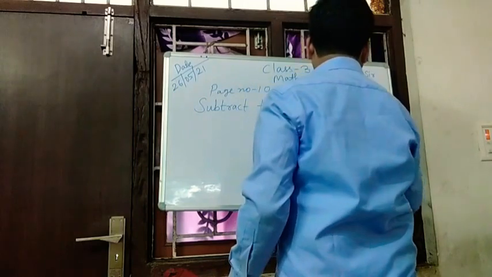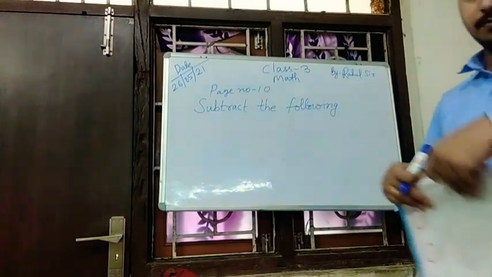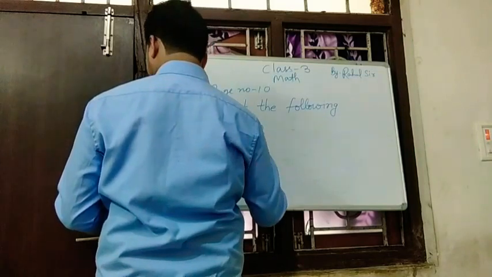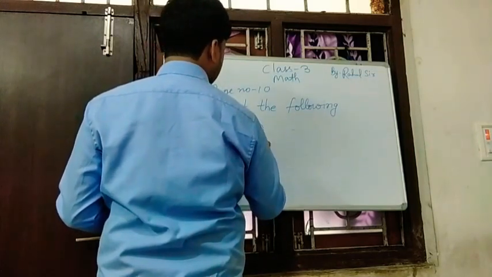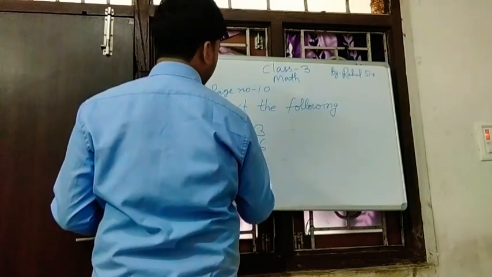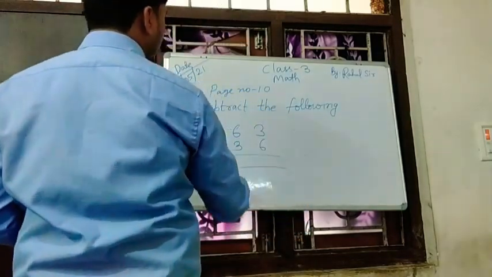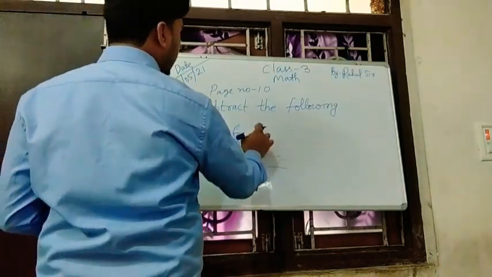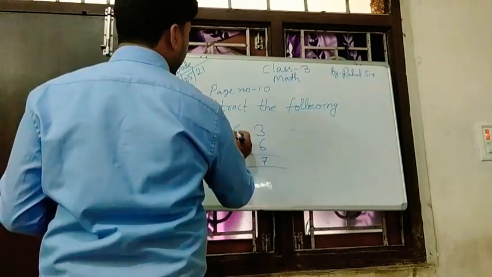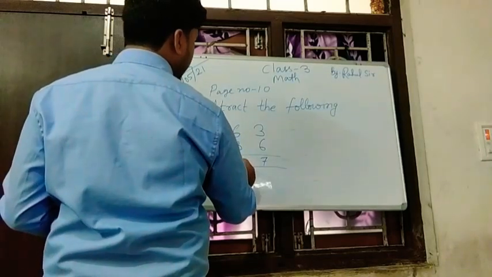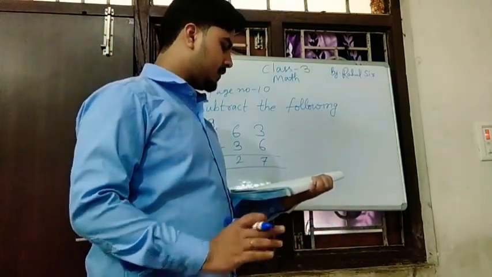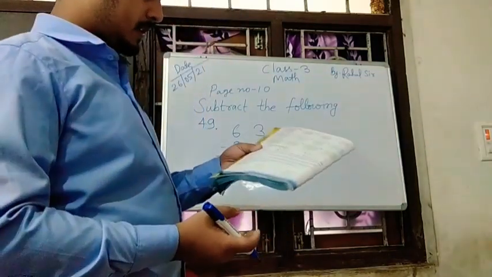And I will show you by making another question. Question number 49. 63 minus 36. Okay. 3 minus 6, it is not possible. 13 minus 6 equals 7. And the rest, 5 minus 3 equals 2. Okay. I think you will do it yourself. You will do the rest of the questions on page number 10.